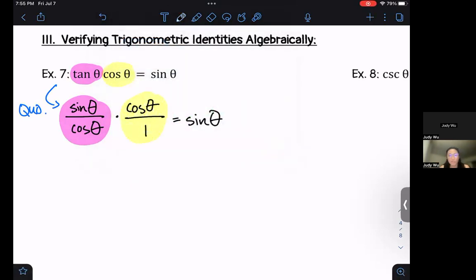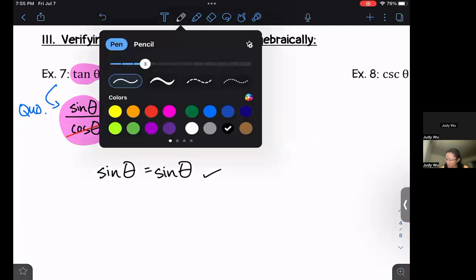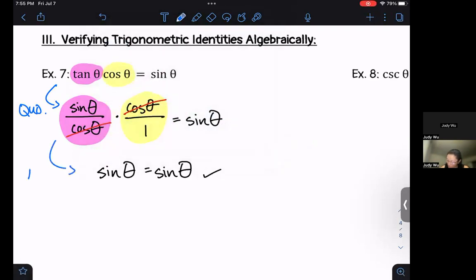All right, cosine theta. I put it over 1 because I knew I was already working with a fraction. And so now I can see that this cosine in the numerator and this cosine in the denominator, well, they reduce to 1. So all I'm left with is sine theta equals sine theta. Give yourself a check mark because that is correct. But we do want to annotate here that we are using algebra to get to that step, okay?